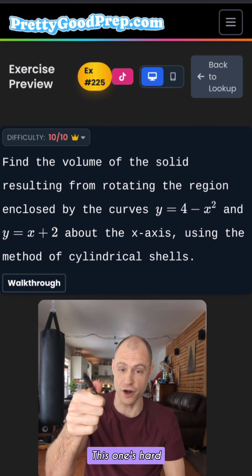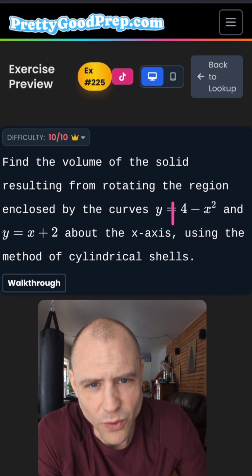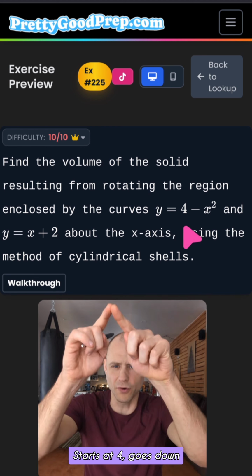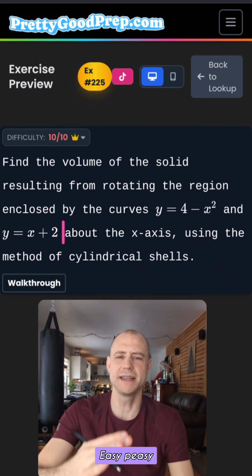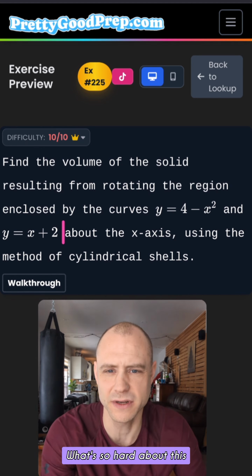This one's hard. Find the volume of the solid resulting from rotating the region enclosed by the curves y equals 4 minus x squared. Fine, that's just a parabola. Starts at 4, goes down, no problem. And y equals x plus 2. Easy peasy. That's a line that's going like this. We got a parabola on top and a line like this. What's so hard about this?